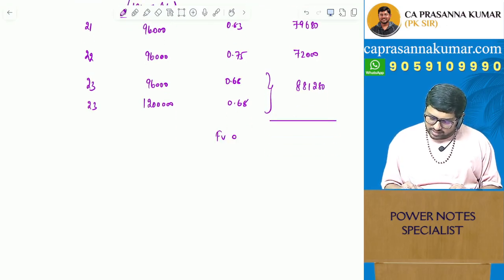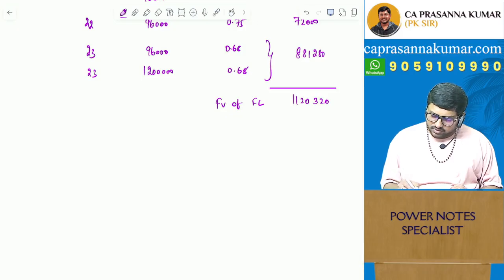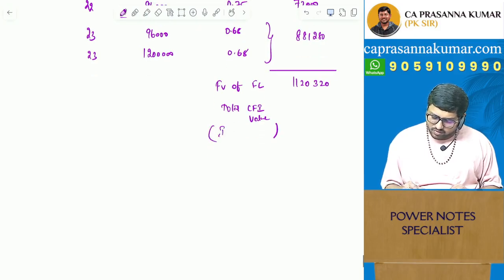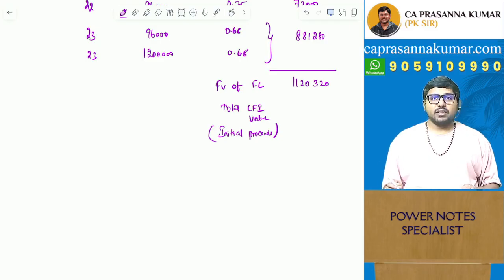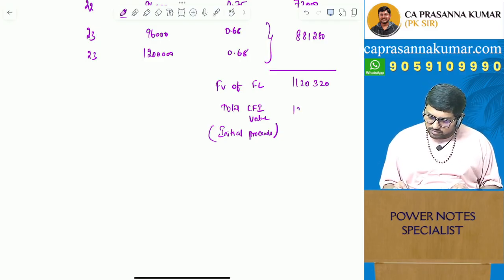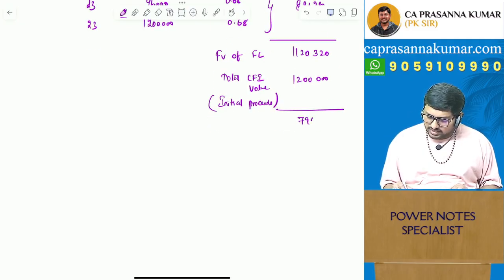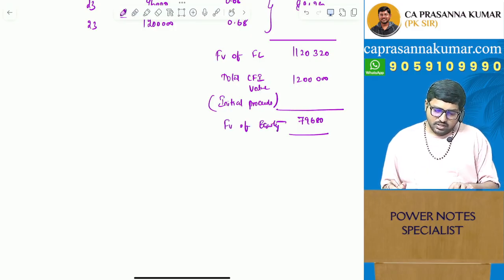So total fair value of the financial liability will be how much? 11,20,320. Right. So what's your total value of CFI? You can write total CFI value, or you can also call it initial proceeds, which means how much money you have got in the beginning, which will be 12 lakhs in this question, because 12 lakhs only you have received. So 79,680 will be your fair value of equity. Got it?